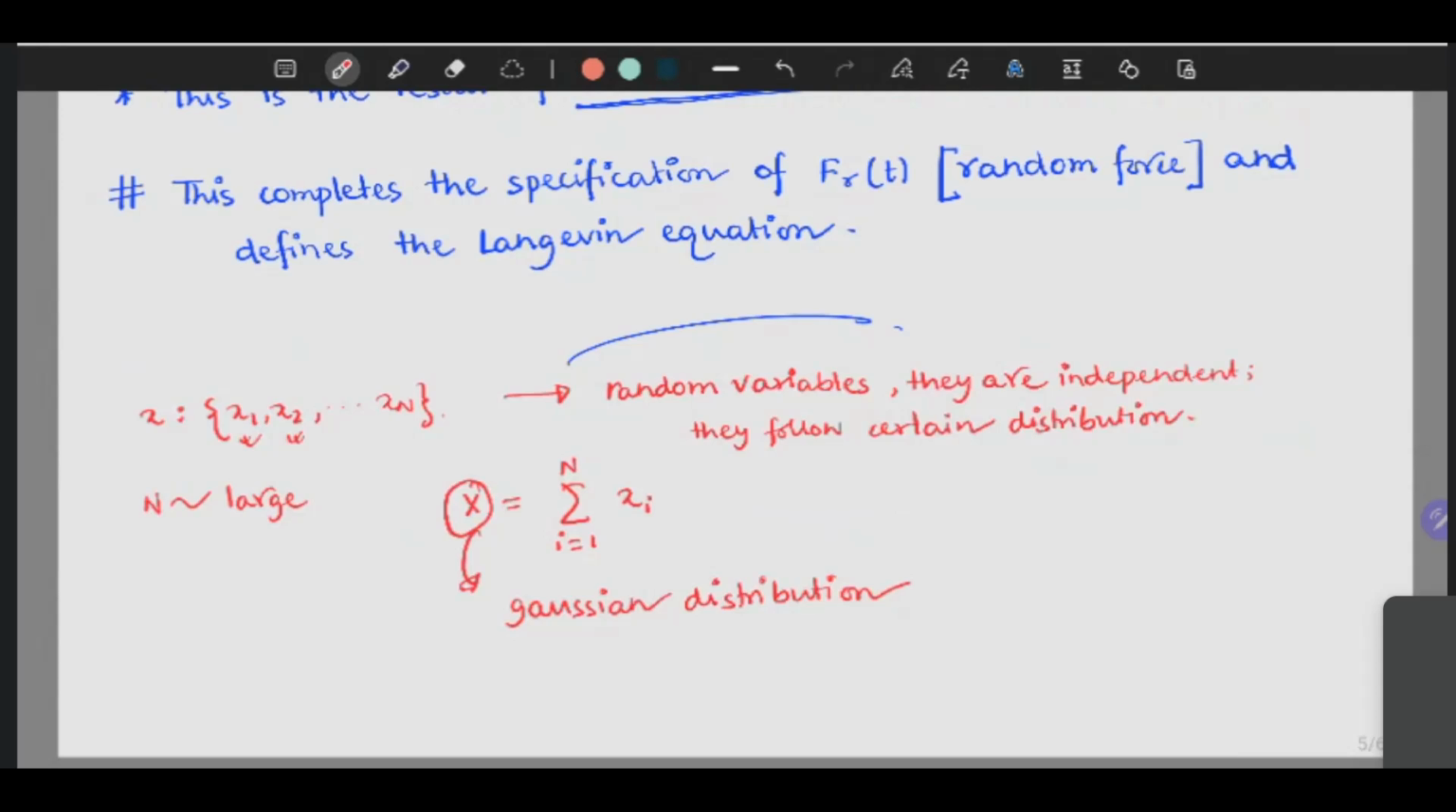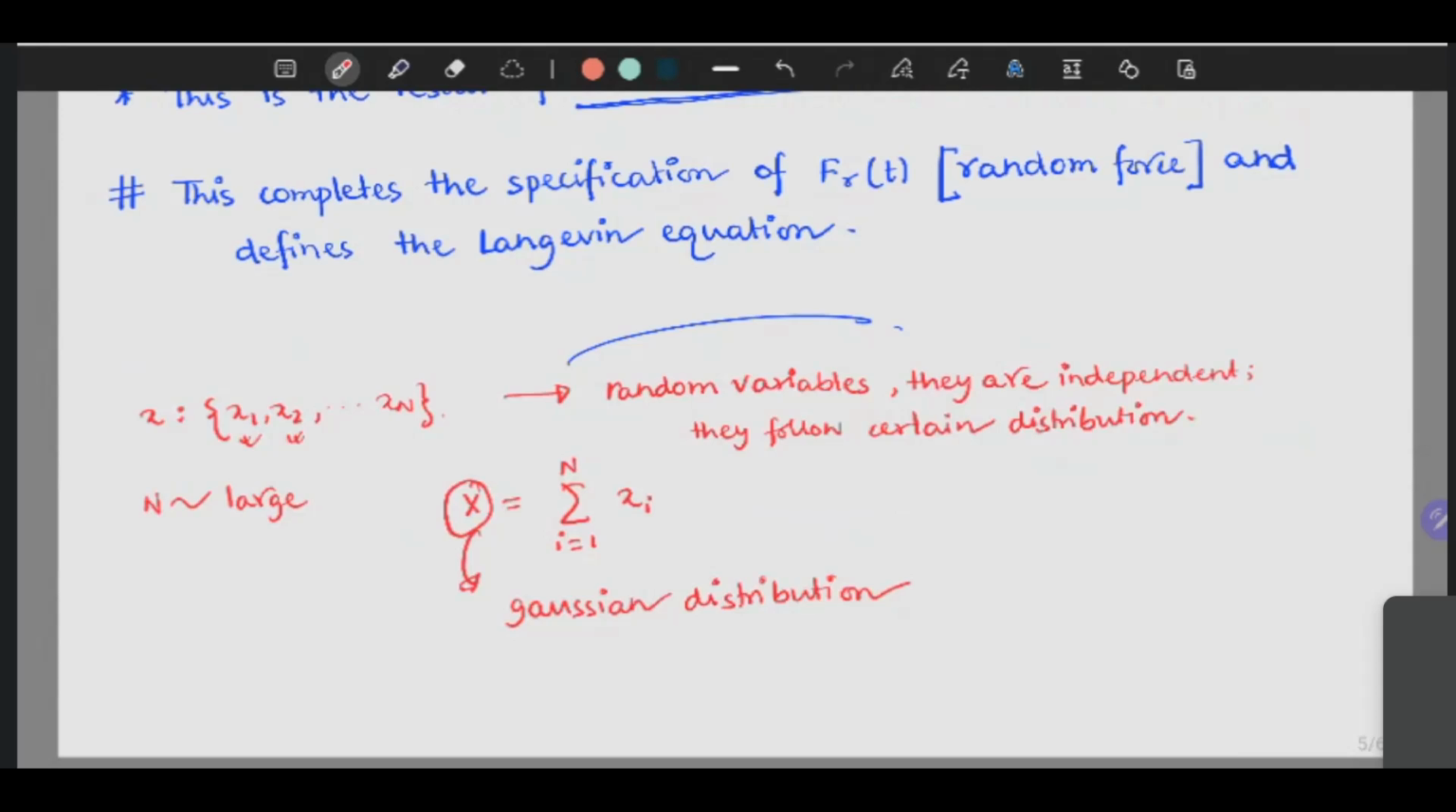Okay, so remember one thing, these small x variables need not follow a Gaussian distribution. They can follow an exponential distribution or any other distribution. But if you take these observations for a large enough time, or a large number of observations, and then take the summation of those variables, that summation will follow the Gaussian distribution.